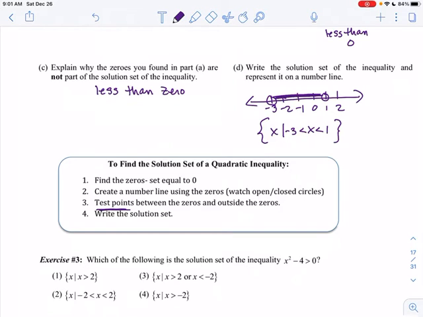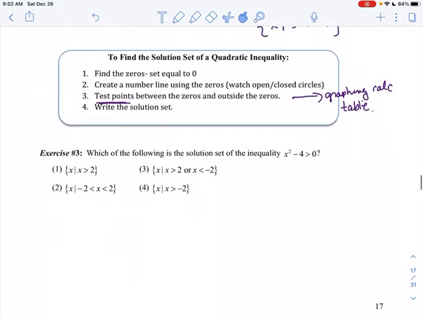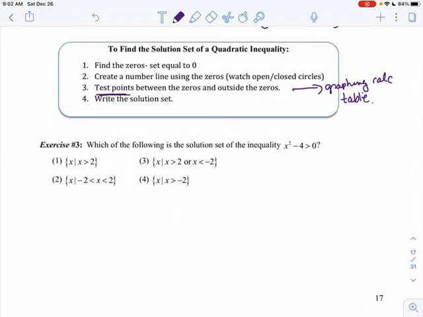All right, so I'll show you how you do that, but in reality you can just be putting this into your graphing calculator and looking at the table instead of testing. Okay, so you can use your graphing calculator and you can look at the table and see where those solutions are less than 0 or greater than 0. So that's another way to do that, and probably an easier way to do that.